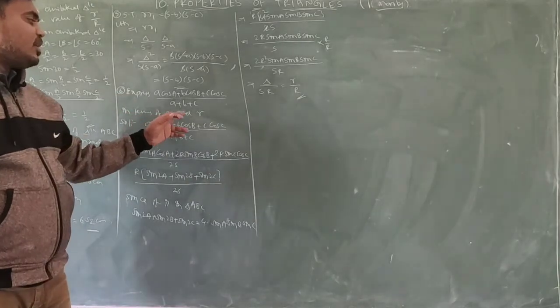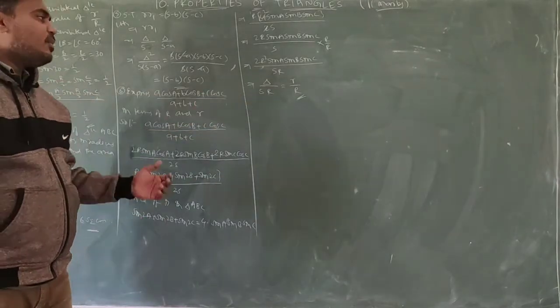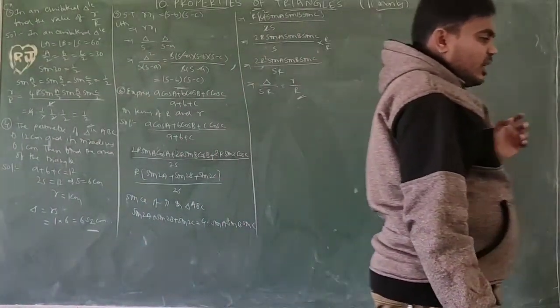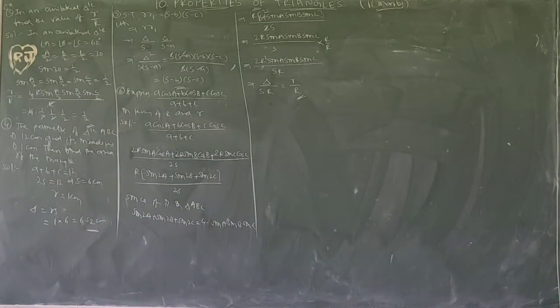We need to express capital R and small r. We got small r by capital R in terms of this one. Okay, this is the required solution. Okay, next question, 7th.